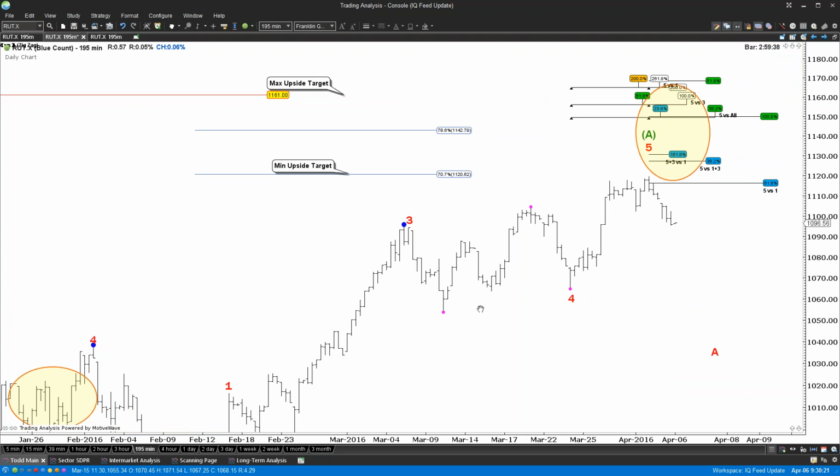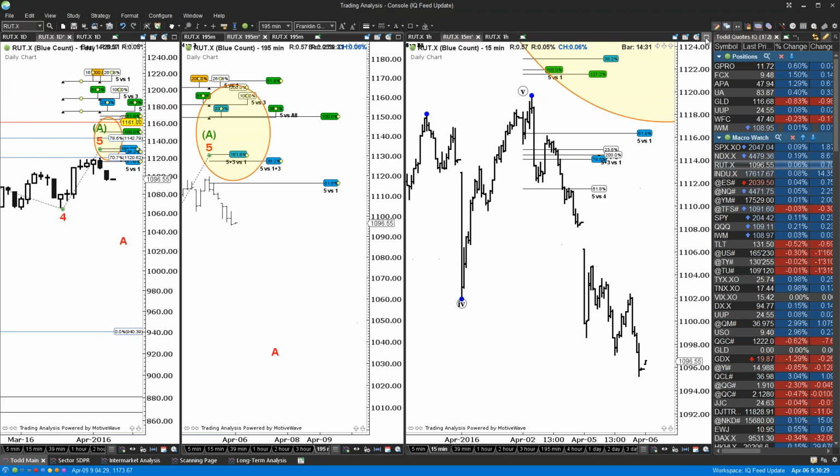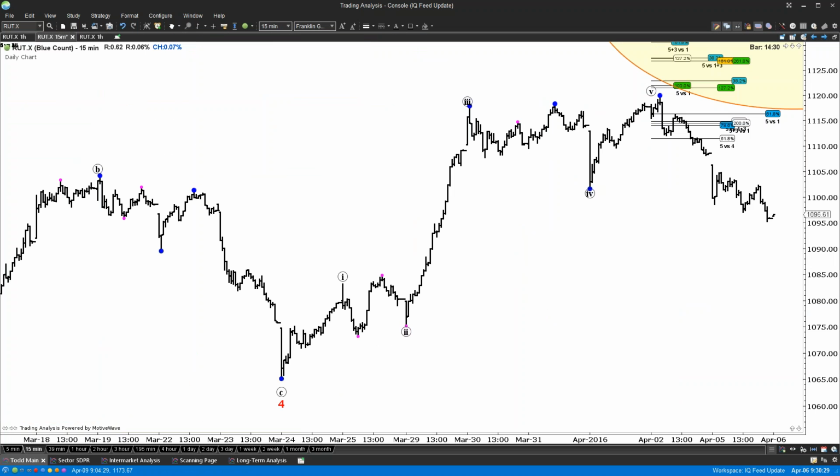And can we count 5 waves inside of this red 5? 1, 2, 3, 4, 5. Okay, we'll even go to the smaller time frame. Here's the 15-minute. Here's the red 4. There's red 5. 1, 2, 3, 4, 5. And we did sell into this fib resistance zone.